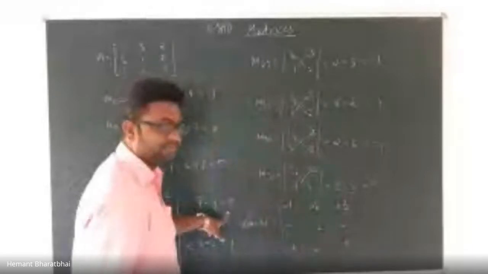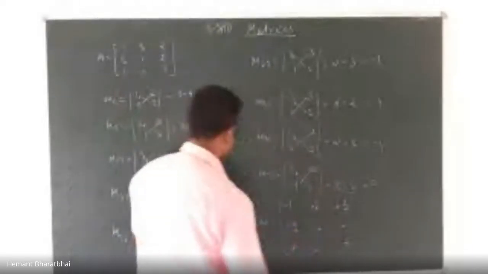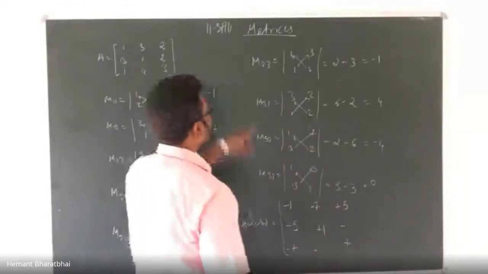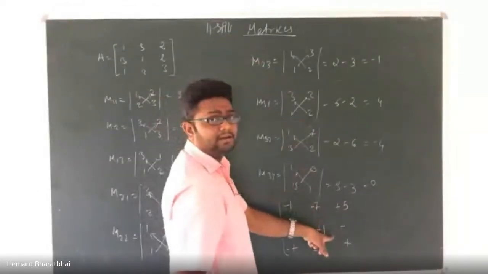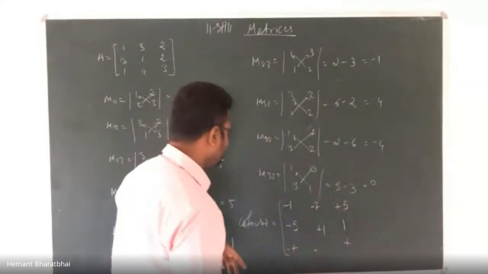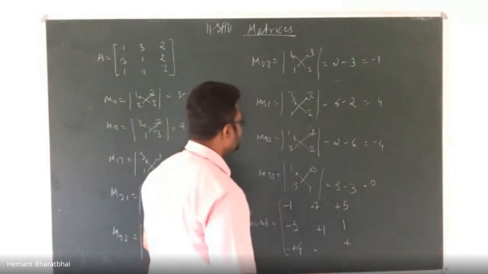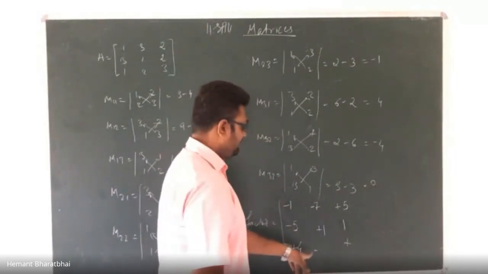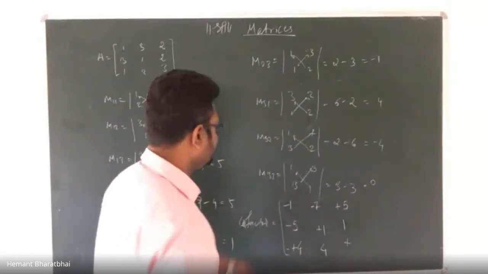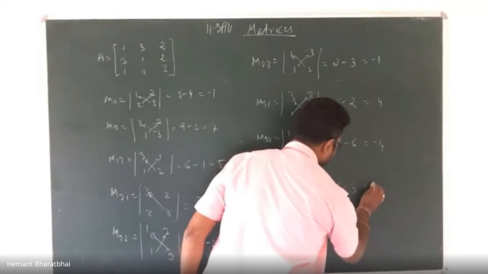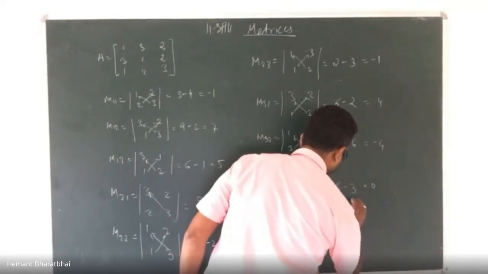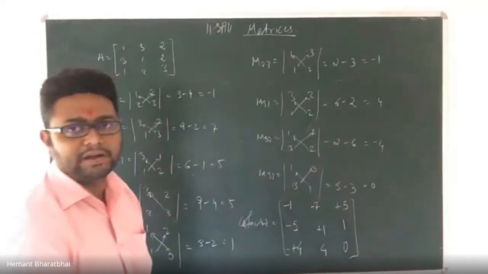Then M21 is 5, so this will become minus 5. Then M22 is 1, so this will remain 1. Then M23 is minus 1. Minus minus becomes plus, so this will become plus 1. M31 is 4, so this will remain 4. M32 is minus 4. Minus minus becomes plus, so this will become plus 4. And then M33 is 0. So this is 0. So I have got the cofactor matrix.